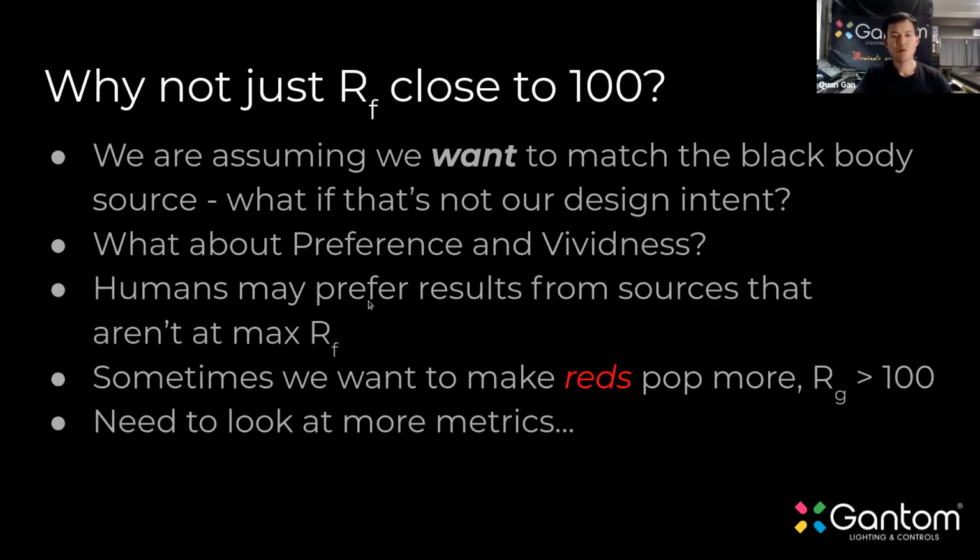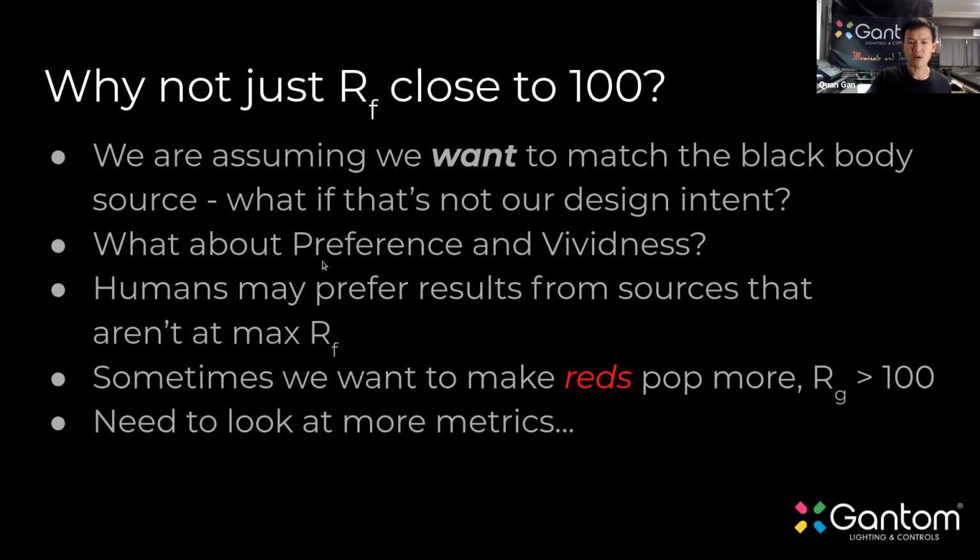Okay, so why not just use RF to replace the old CRI and just say, hey, I want a fixture as close to 100 as possible? Well, there's a lot of drawbacks with that assumption, because we are first assuming that we want to match the black body source. But what if that's not our design intent? Because earlier I mentioned that our eyes actually have some preference to having more reds pop. And in that case, it necessarily means we don't have a high, 100 or close to 100 RF, because we actually are distorting the colors a little bit towards red.